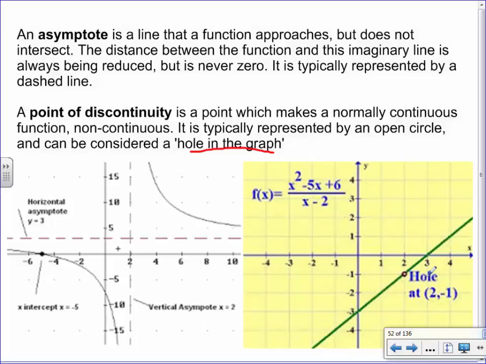Your domain on this one is everything but 2. Your range is not everything. Your range is everything but -1. Don't forget the hole as well.